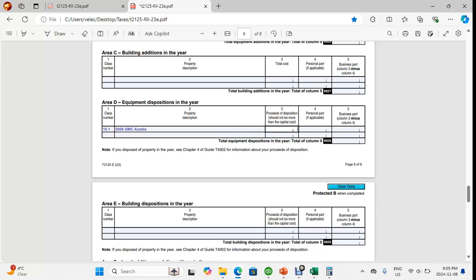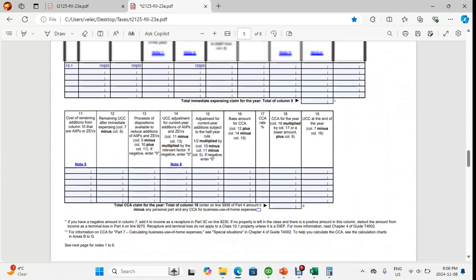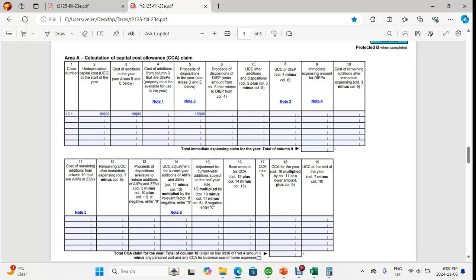Proceeds of disposition. This will be $15,000. Personal part will stay as 0. Business part will be $15,000 as well. All right, and that's about it for this chart. So you'll transfer that figure in here in column 5, which means your UCC after addition.